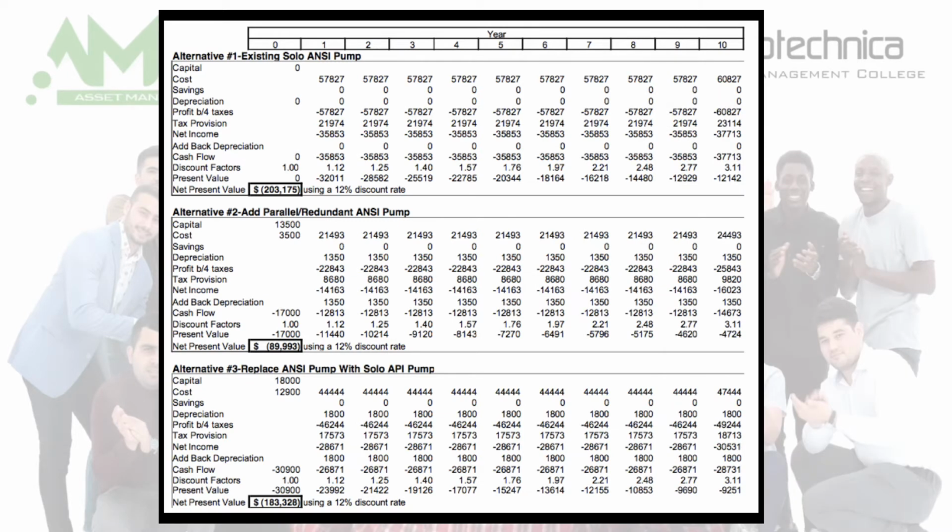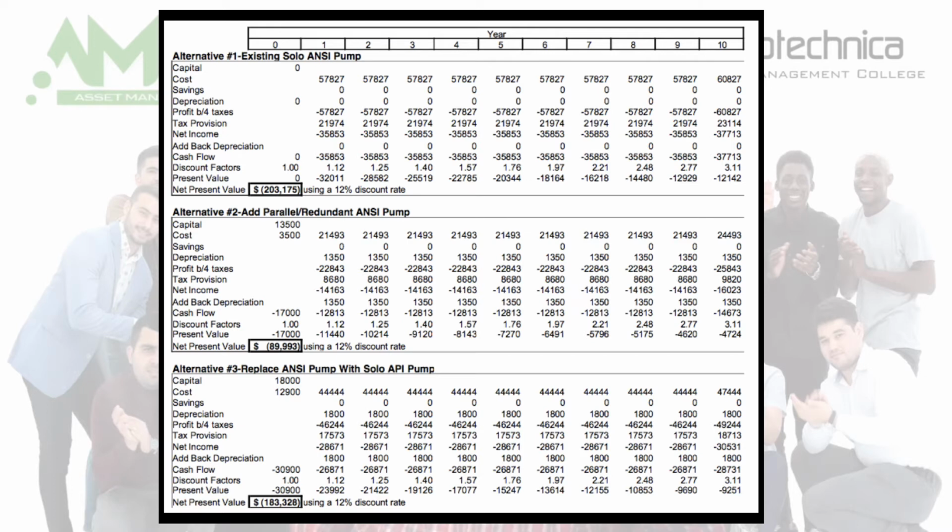Line 9. The present value of the cash flow of line 7, calculated by dividing the cash flow by the discount factor in line 8. All the present values for columns 0 to 10 are added together to give the value in line 10.